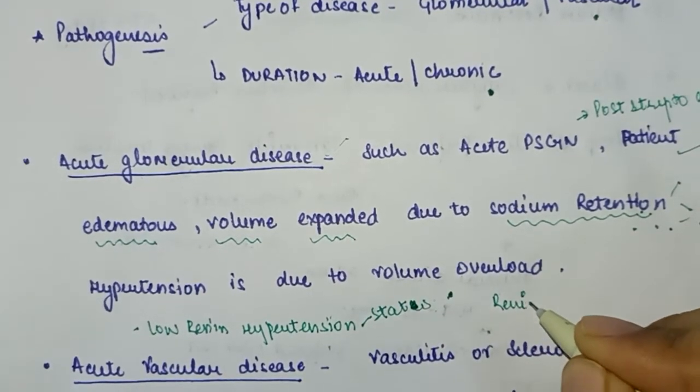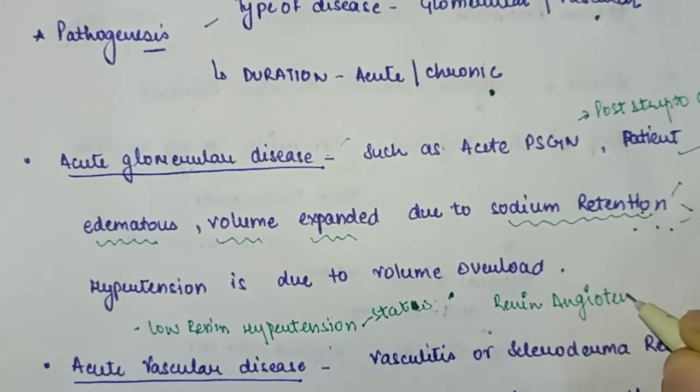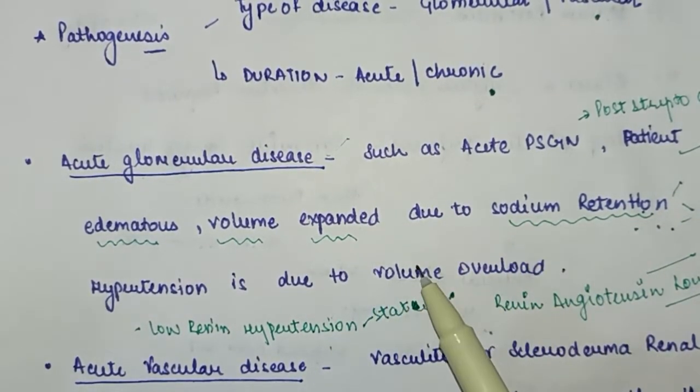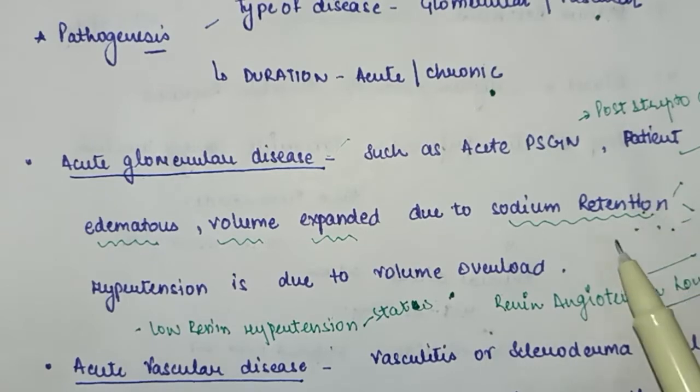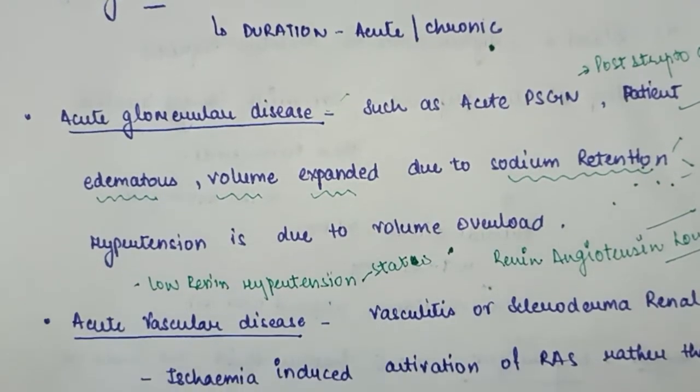Renin angiotensin activity is low in case of acute glomerular diseases. So these patients are mainly volume expanded because of sodium retention, and this is a low renin hypertension state.